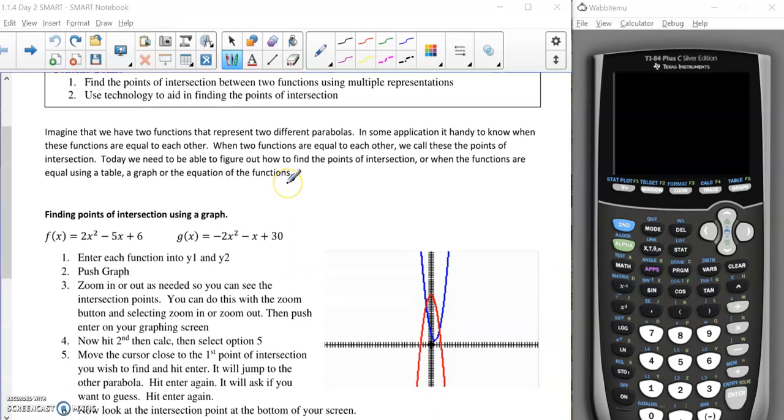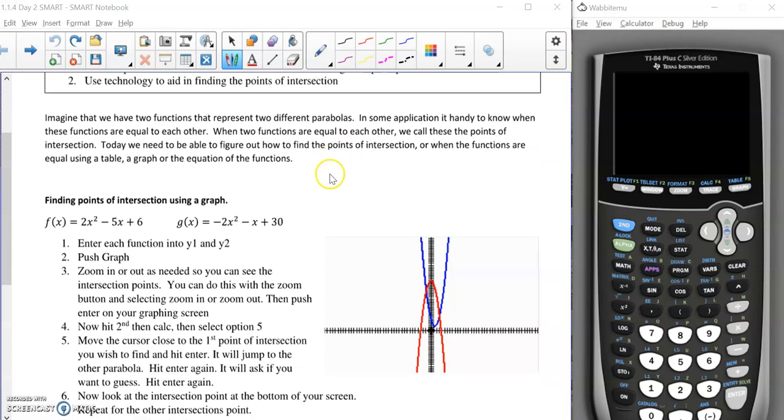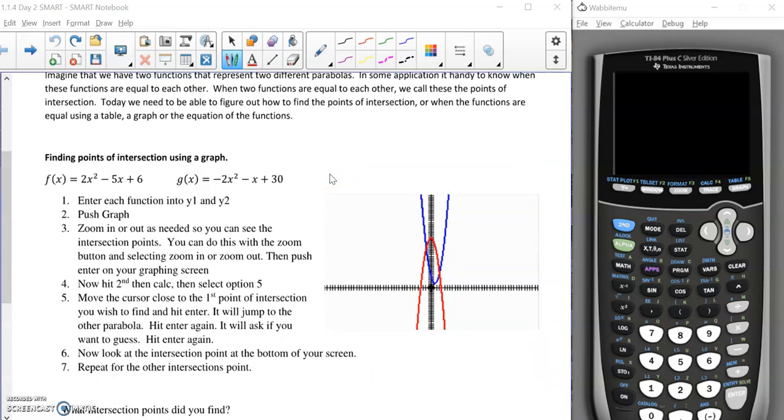Now, when we're doing this, remember what we're finding is the point of intersection. So if I have two functions or two graphs, I'm finding where they meet on a graph. So when we set those two equal to each other, that's when we know that they share a point, or they share an intersection. All right, so the first thing we're going to do is go to our calculator.